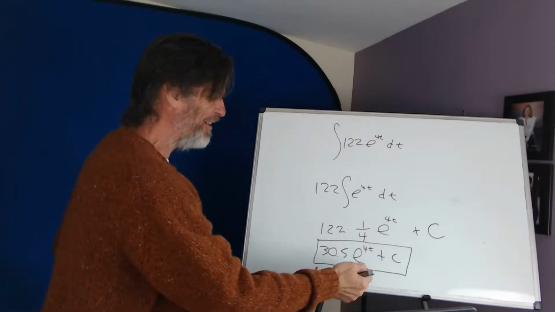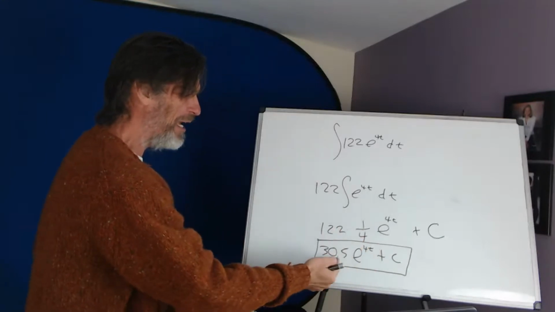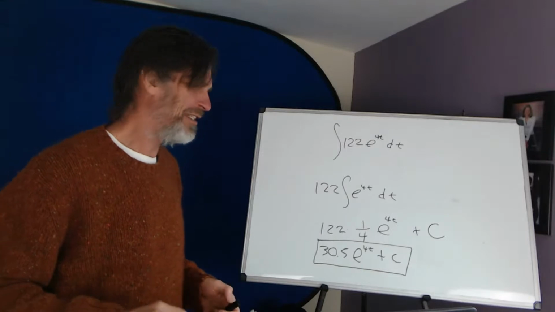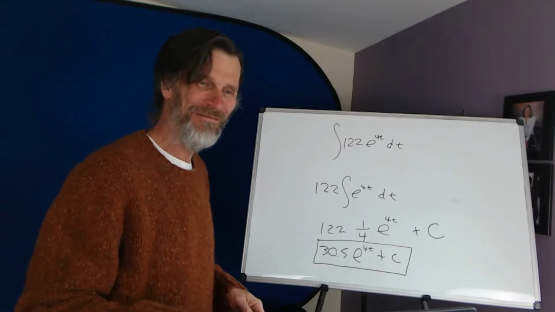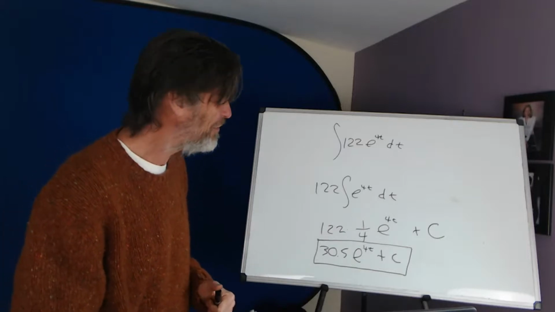So now I can check my work on this easily. What's the derivative of e to the 4t? Well, I bring the 4 down. 4 times 30.5 is 122. And that one's guaranteed to be right. Get a nice, easy check. And there'll be nice, easy checks on each of those.